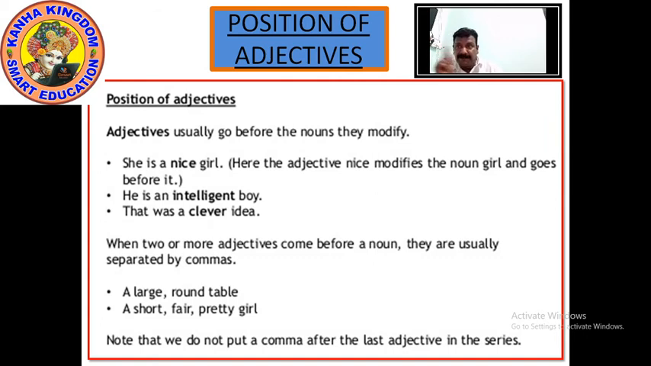Note that we do not put a comma after the last adjective in the series. Once you have put a comma after the earlier adjective, the last adjective in the sentence does not require one. So no comma is required after the last adjective in the series.